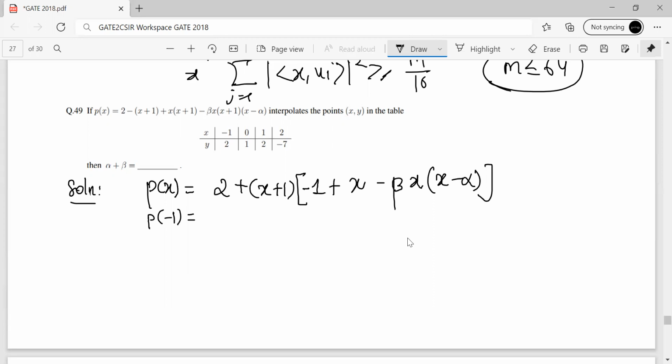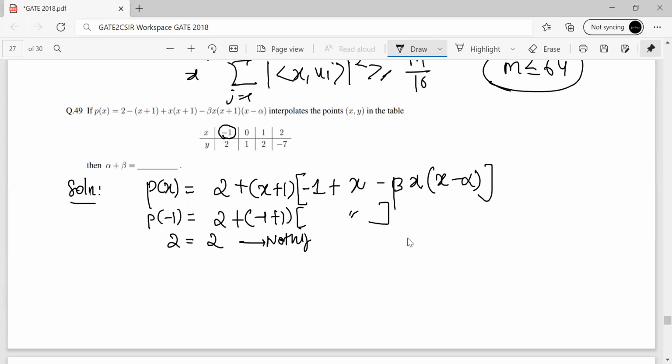F of minus 1 will be 2. So if I'm putting x as minus 1, I'm getting y to be 2, that is p of x. So p of minus 1 will be 2 plus this entire quantity, which will be 0, right? It's minus 1 plus 1 into... So we don't have to worry. P of minus 1 is 2. So we got 2 equal to 2, which means we got nothing.